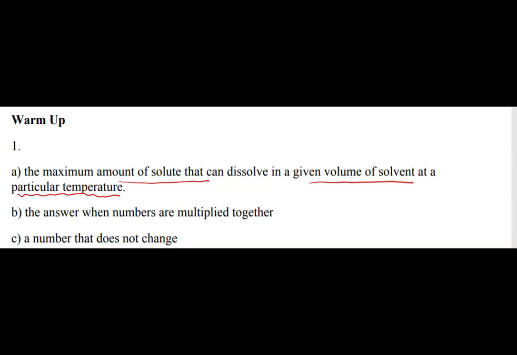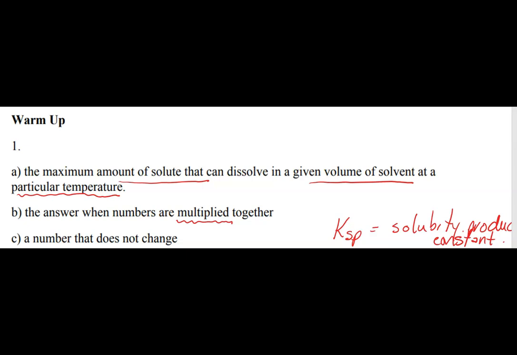Second one, what is a product? Well, hopefully we remember a little mathematical terminology. A product simply means two numbers that are multiplied together, or two or more numbers that are multiplied together. And then finally, a constant represents a number that does not change, right? So in this unit, we're looking at what is called the Ksp, which is the solubility product constant, right? And you've already started learning to calculate those in the lab.